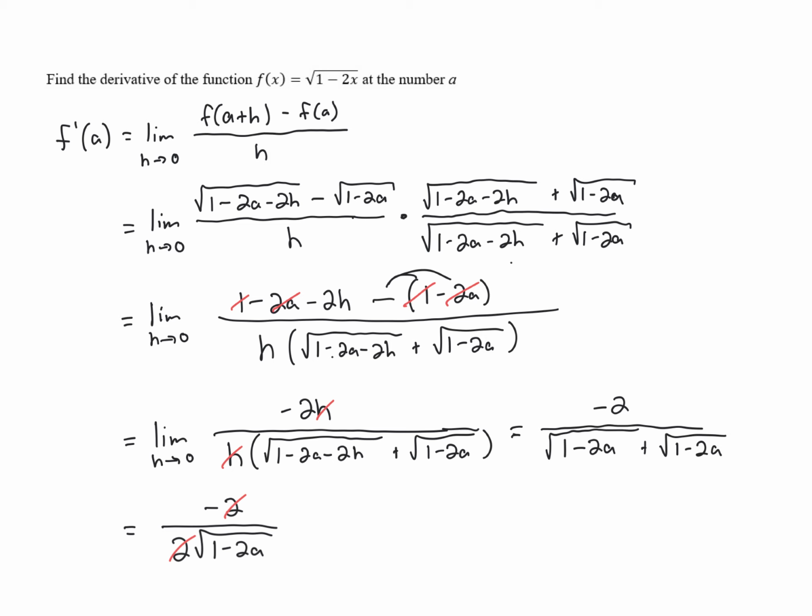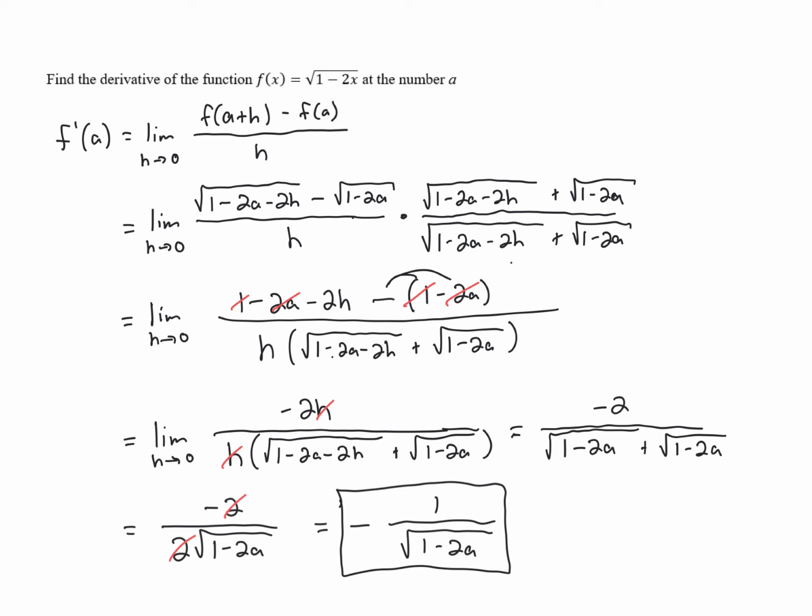We can divide the top and bottom by 2. We've got that common factor. I'm going to pull the negative out front because I think it looks better. We're left with 1 in the numerator because that 2 canceled. And then we've got the square root of 1 minus 2a in the bottom. And this is our derivative.